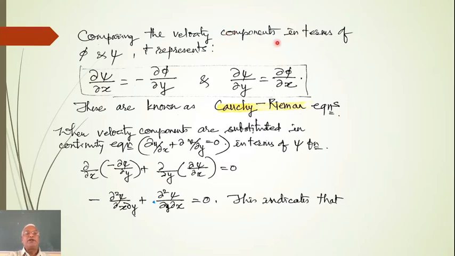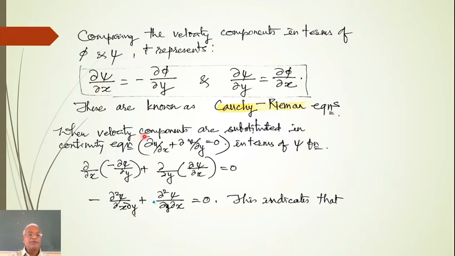Okay, now comparing the velocity components in terms of phi and psi, it represents like this: dou psi by dou x is v, which is equal to minus dou phi by dou y, and also dou psi by dou y is minus u, which is dou phi by dou x. Now these two equations are known as the Cauchy-Riemann equations.